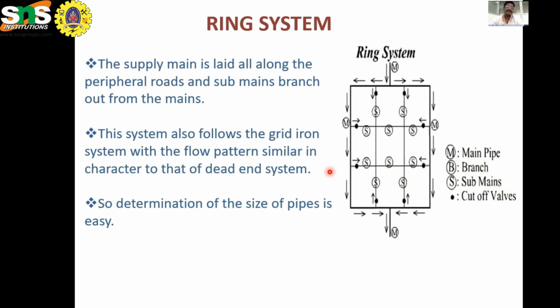Another one is the ring system. The ring system is laid along the periphery of the road, with main branches off the main. So you have the main pipes in the outskirts of the city or the zone where you are going to go for the supply.